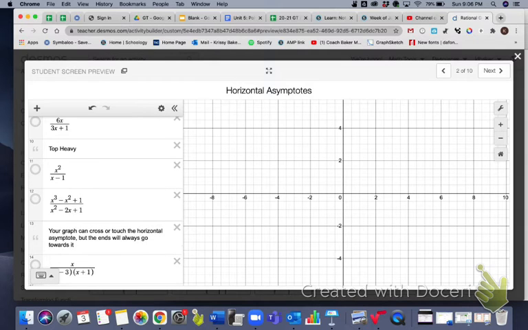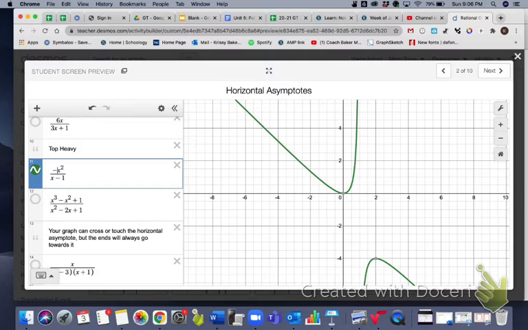When that graph is top heavy, that's when you're going to have those slant asymptotes. So notice again, you're going towards either positive or negative infinity. Okay, again, looks a little weird, but your ends are going towards where that slant asymptote is. And again, it could be opposite direction as well.